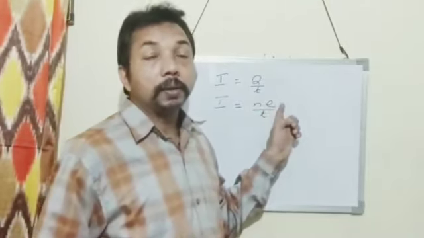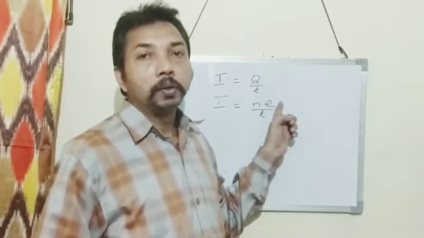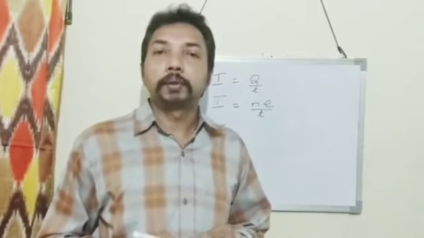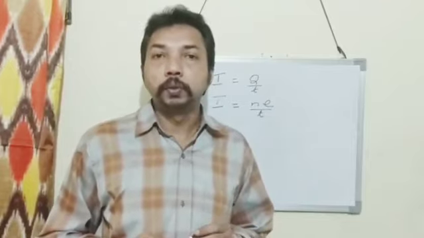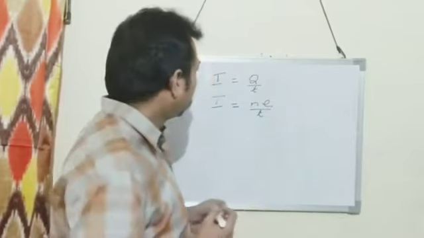E stands for the magnitude of charge of one electron, which is equal to 1.6 into 10 to the power minus 19 coulomb.